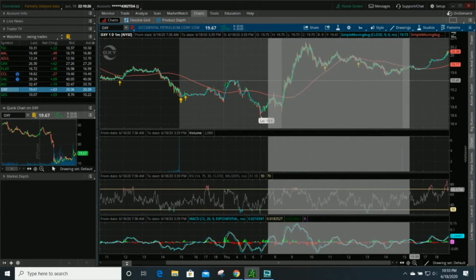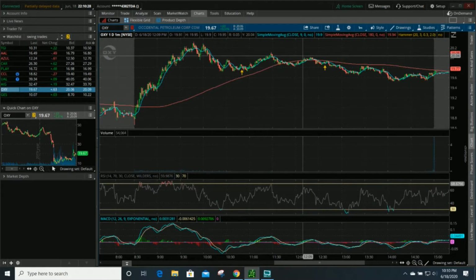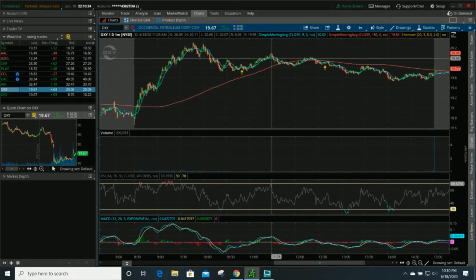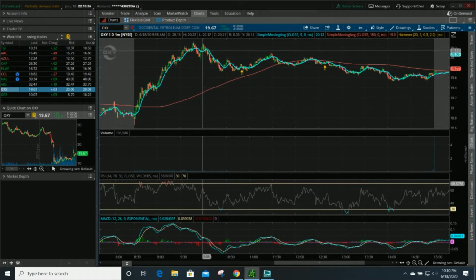And this is what I got. I bought right here. It was just like a swing thing. I was like, all right, it's gonna go up. I've been monitoring Oxy, so I bought it around here, and it's already at 2008. So whatever, I'm gonna leave it there.